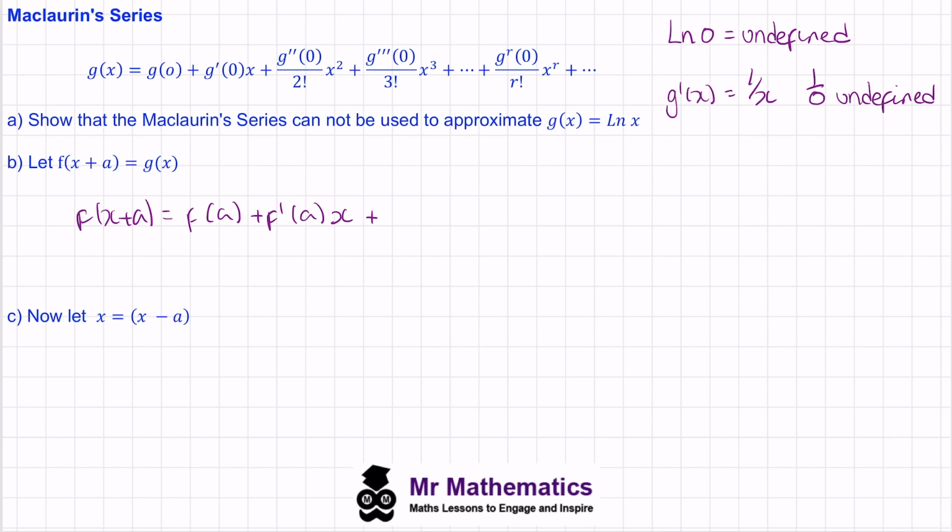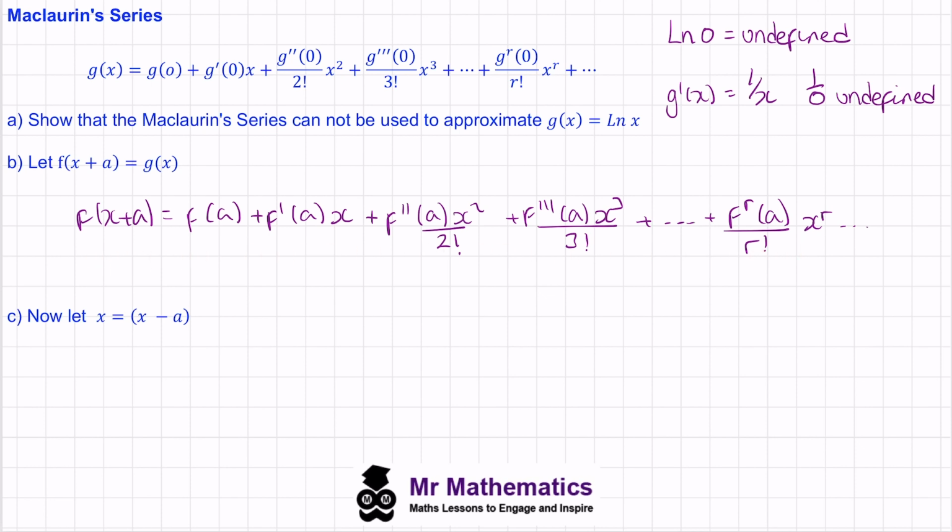If we were to differentiate it again, we get f double dash, and we know x is 0, so 0 plus a, and it becomes f double dash of a times x squared over 2 factorial. The next term, f triple dash of a times x cubed over 3 factorial. So the general term becomes f to the power of r of a over r factorial times x to the power of r. Okay? So this is one form of a Taylor series.